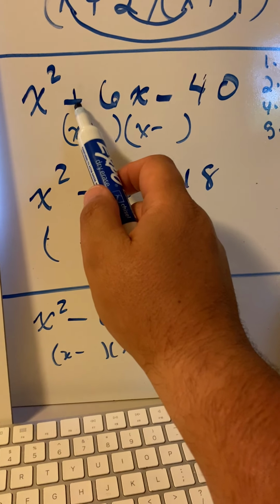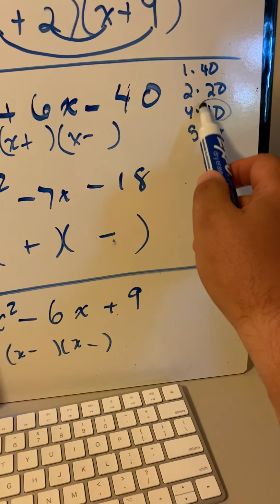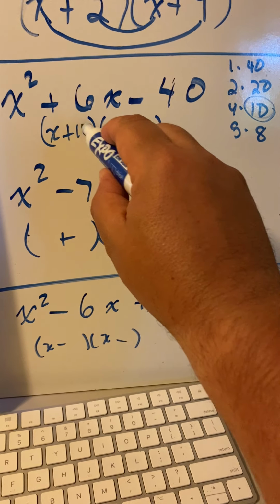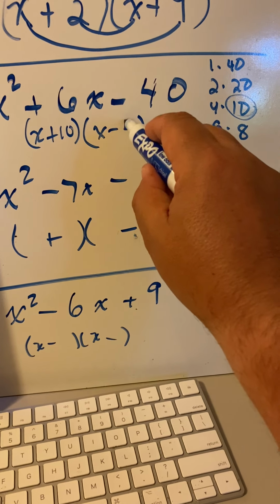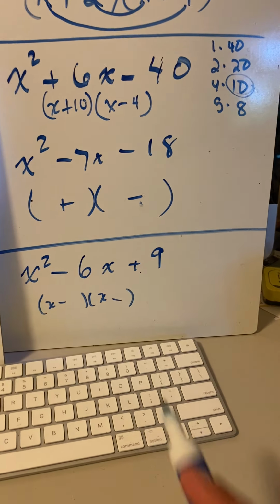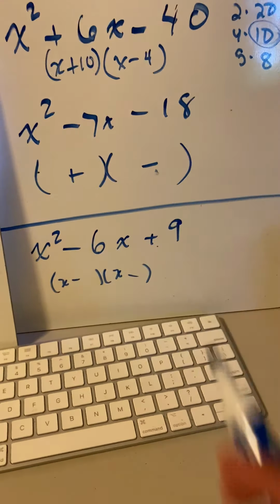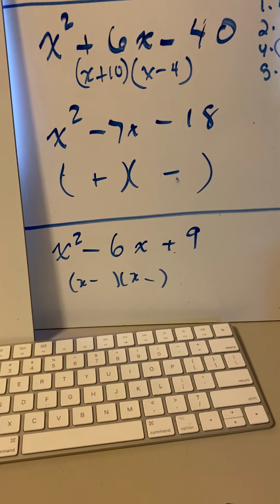But since the middle number is positive, that means the larger of the two numbers of my factoring has to be the positive value. And then the 4 will go here. Okay, you could test the OI. 10x minus 4x is 6x. Win. Now look at this one. See if you can do that one on your own.